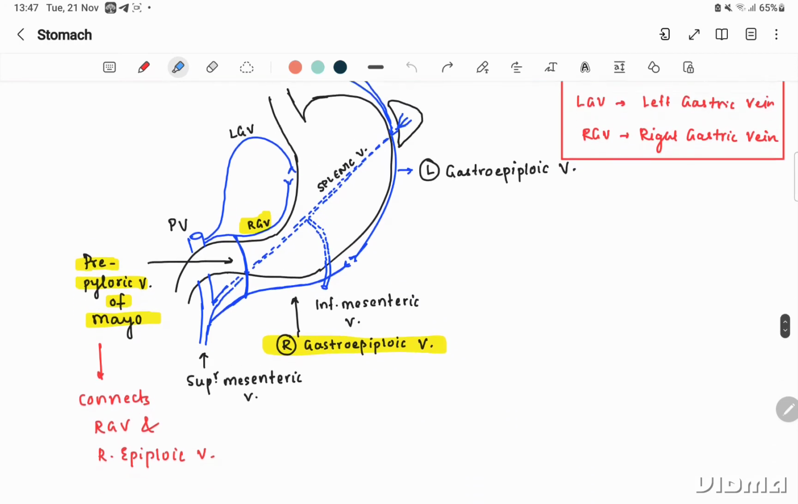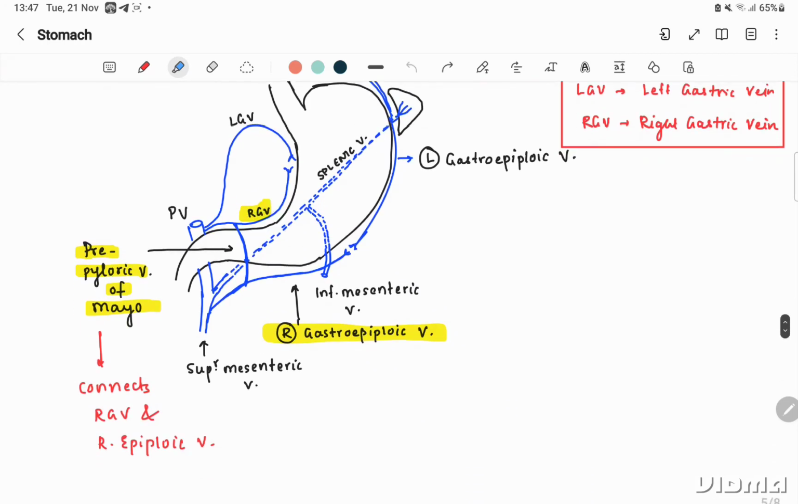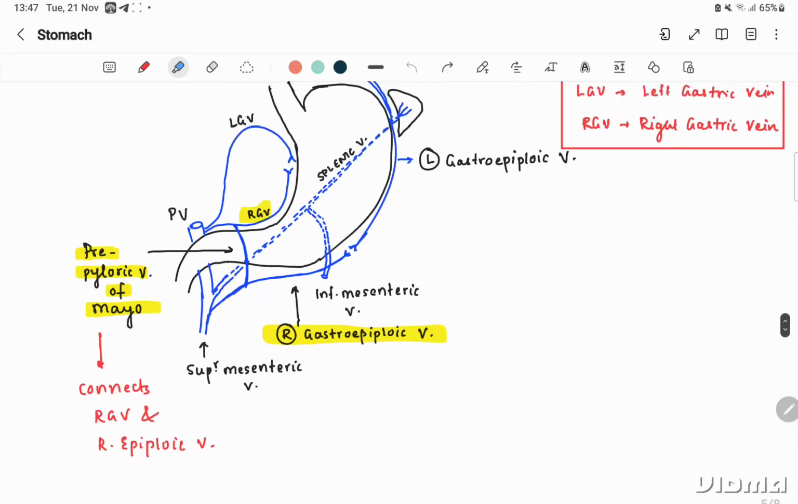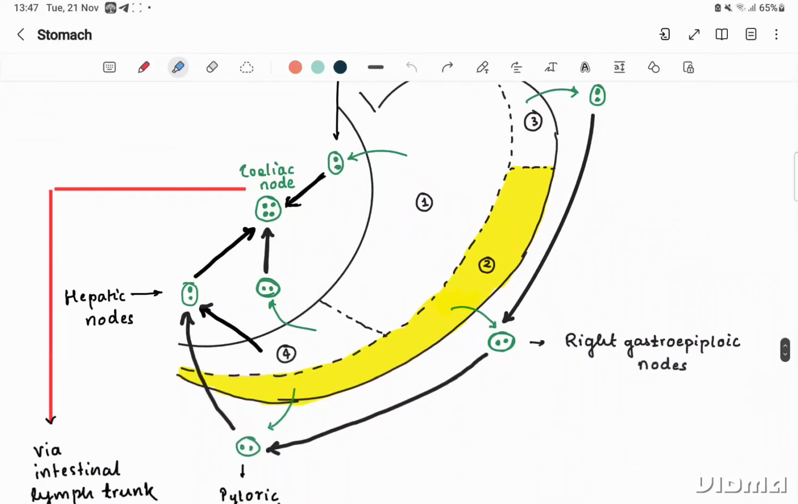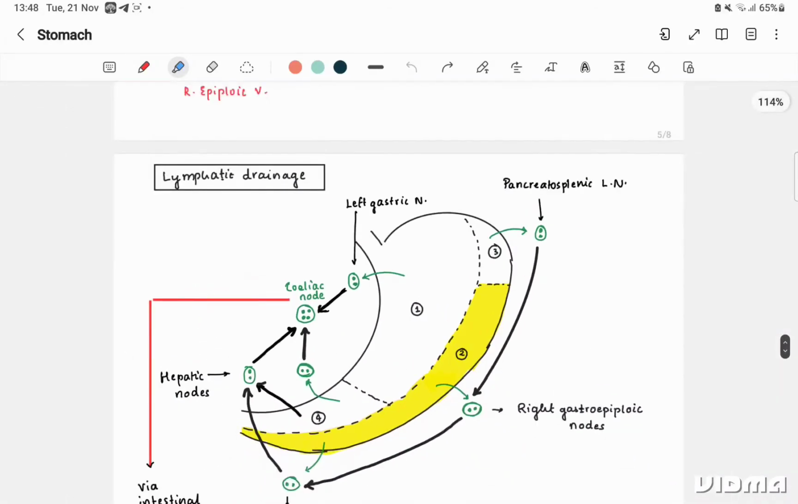There is a vein which is connecting your right gastric vein and the right gastroepiploic vein. This vein is called the prepyloric vein of Mayo. It is running in front of the pylorus, connecting the right gastric vein and the right gastroepiploic vein. Talking about the lymphatic drainage, let's talk about the lymphatic drainage.